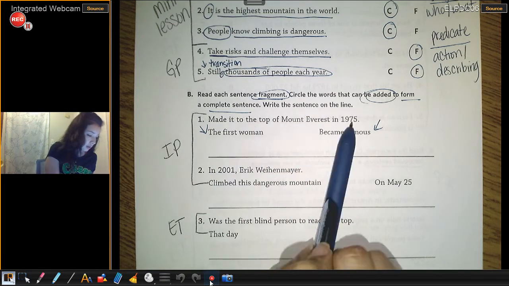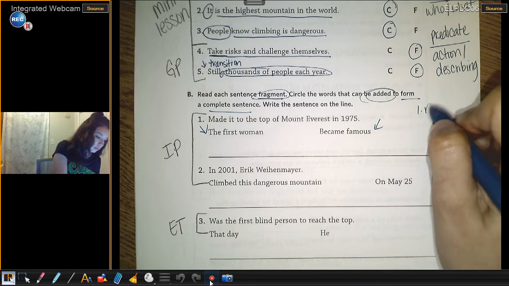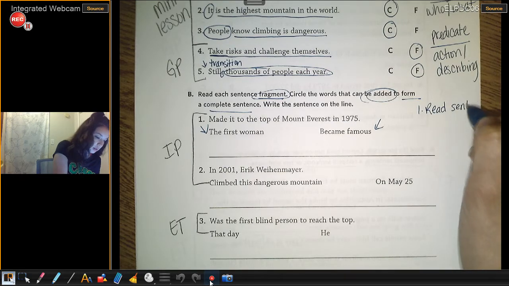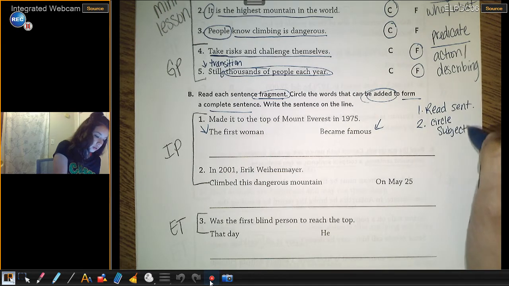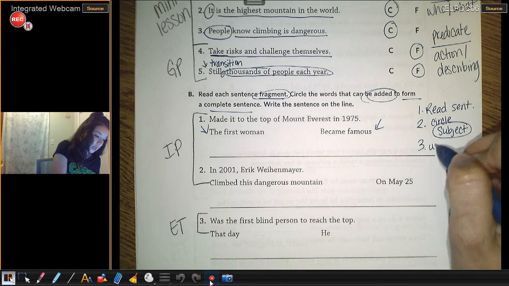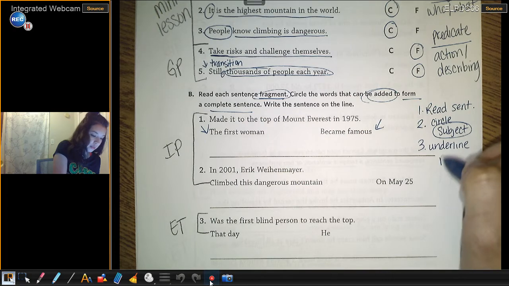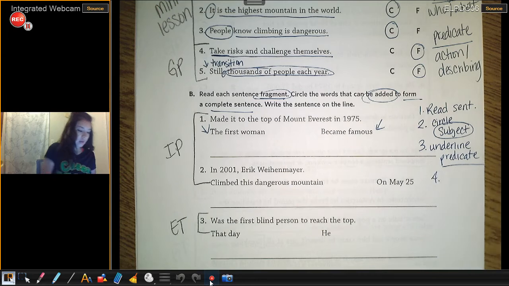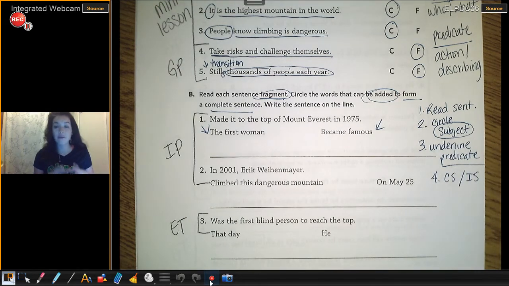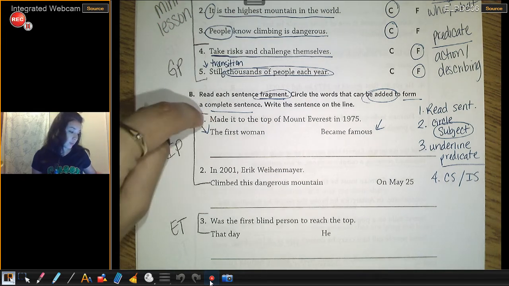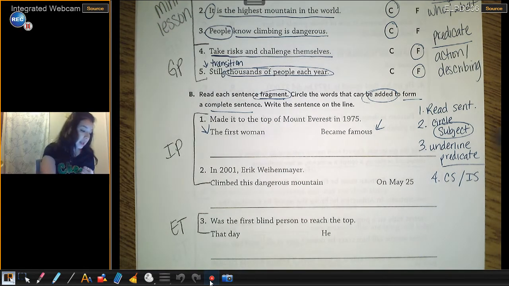When you read the sentence, okay? When you read the sentence, you're going to circle the subject. You're going to underline the predicate, right? And then you can label it complete, or maybe it's incomplete, okay? A fragment is an incomplete sentence. It's not complete. It's missing something. It's just a piece.